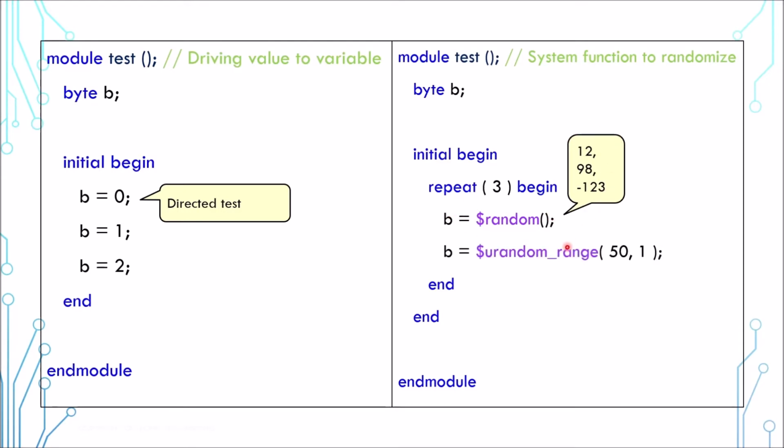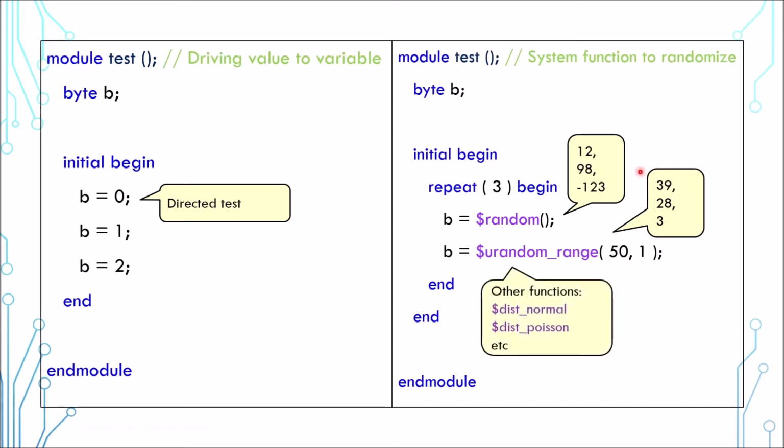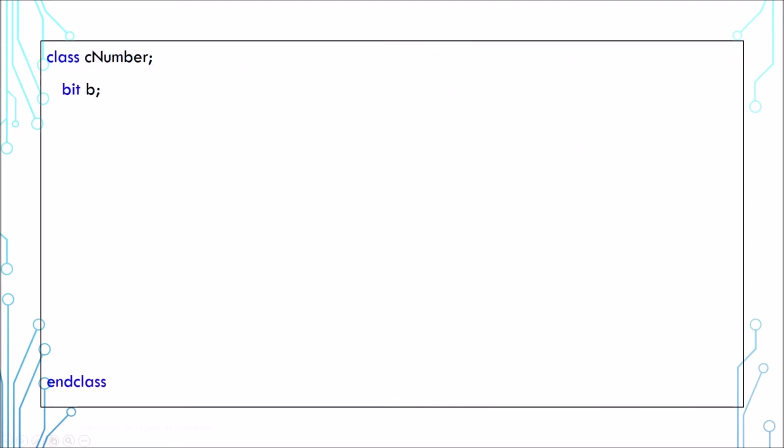There is also a $urandom_range function which allows you to specify range. This is the max value and this is the min value, and this could be the possible randomized values. Apart from these two, there are also other system functions such as $dist_normal and $dist_poisson and so on. Now let's move on to class.